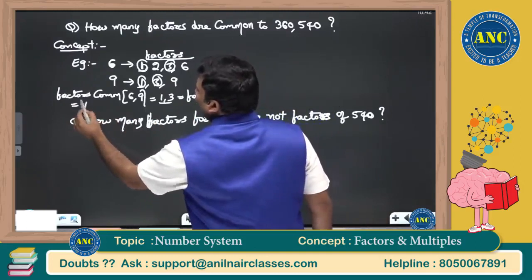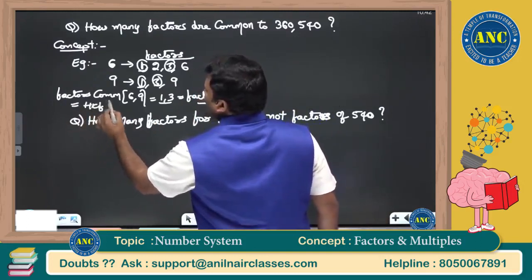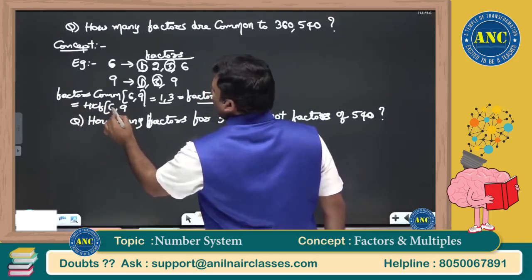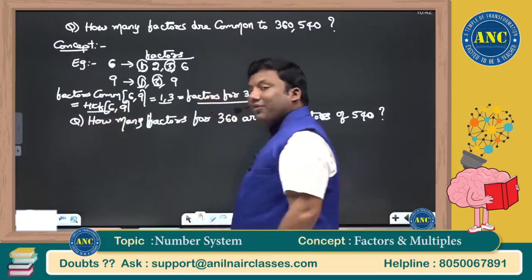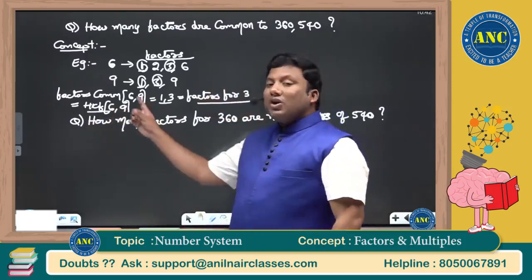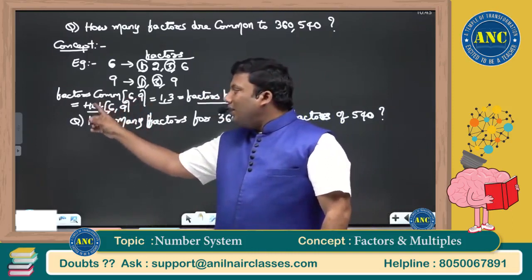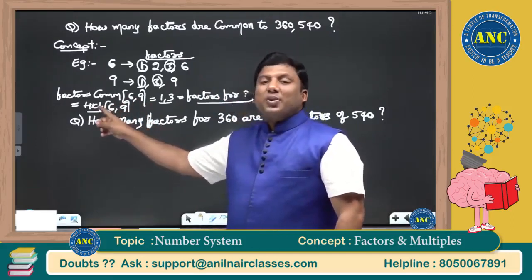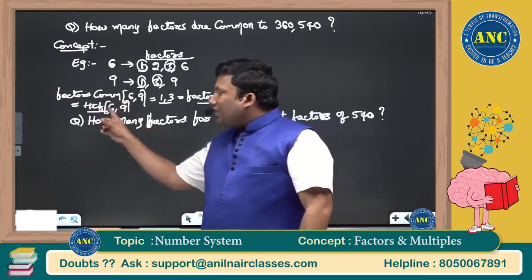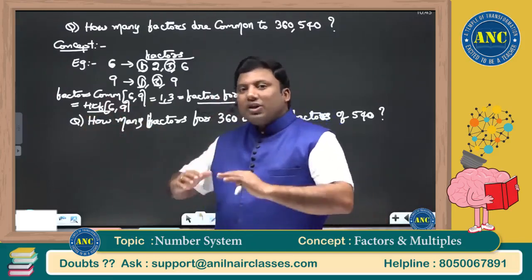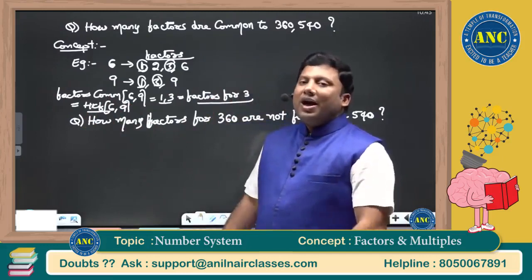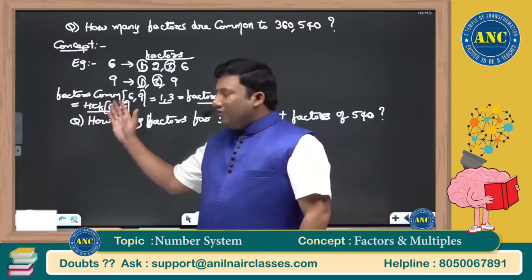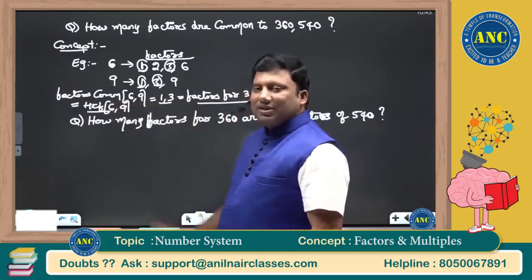So whenever we want the factors common to 6 and 9, we will take the HCF of 6 and 9. Why are we taking the HCF? Highest common factor. In the name itself it is present: HCF, factors common. Among those, the highest number will become the highest common factor. Whenever we are listing all the factors, everything will come.